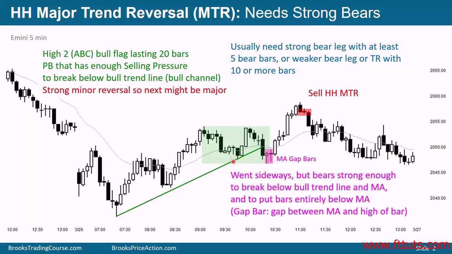Traders need the minor reversal to be strong if they're going to start looking for a major reversal. And it doesn't have to lead to a big reversal down. It can simply be the bears stopping the bulls for 10 or 20 bars as they did here. That is enough strength on the part of the bears for traders to think that the next reversal attempt might be major and not just minor.